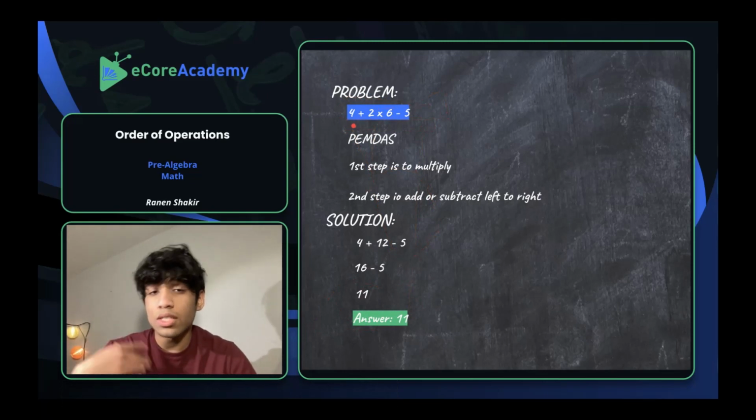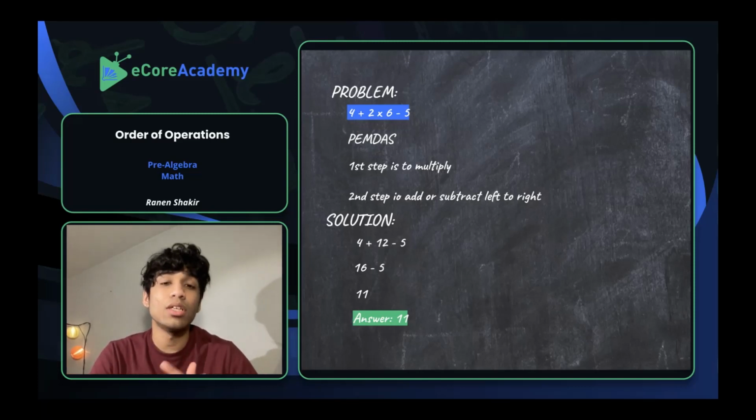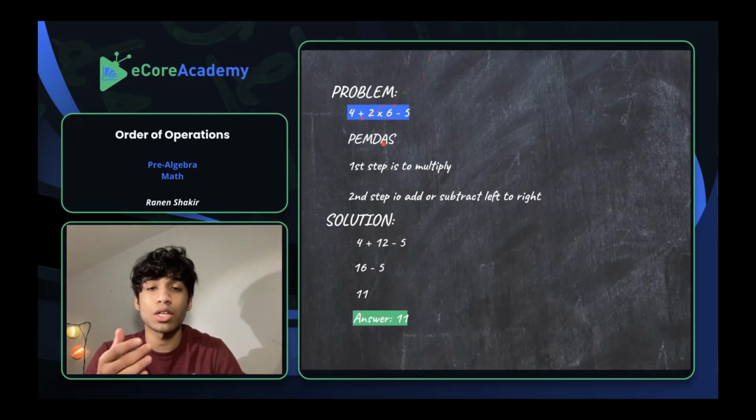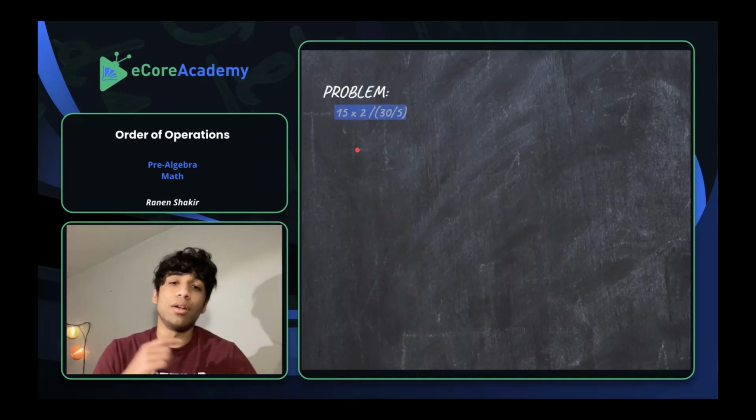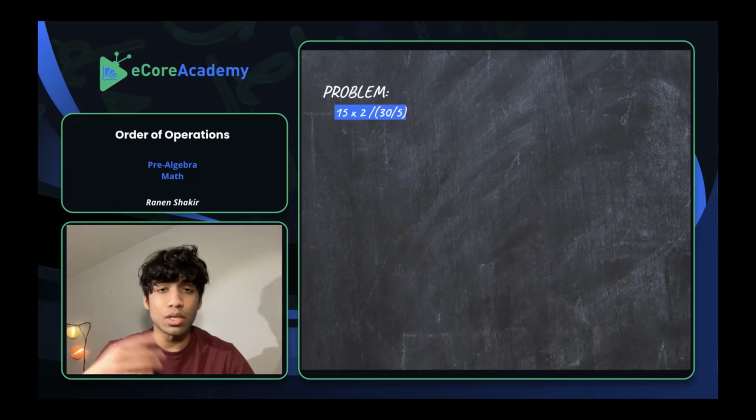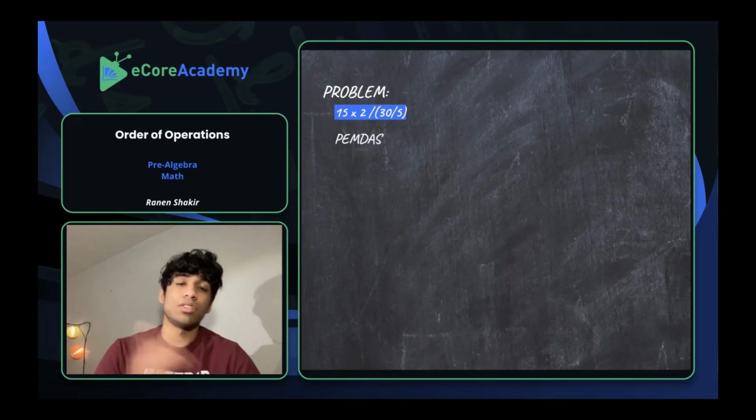A common mistake you would see is that people add first, doing 4 plus 2, then times 6 minus 5. That is incorrect. You're going to do multiplication first, since that comes before addition and subtraction in PEMDAS. Let's work through another one, and then the last couple, I'll let you do by yourself so you can see how it is.